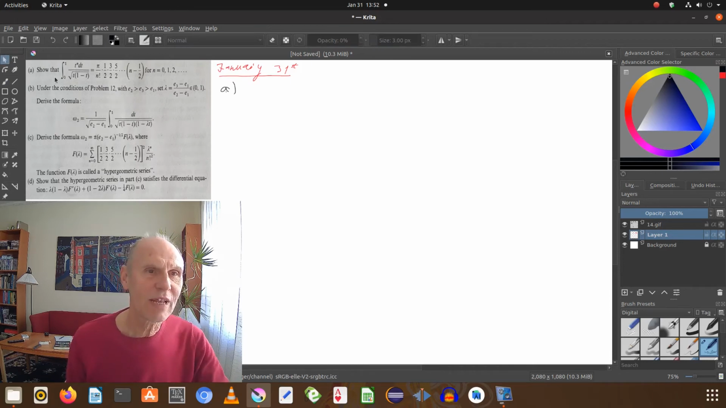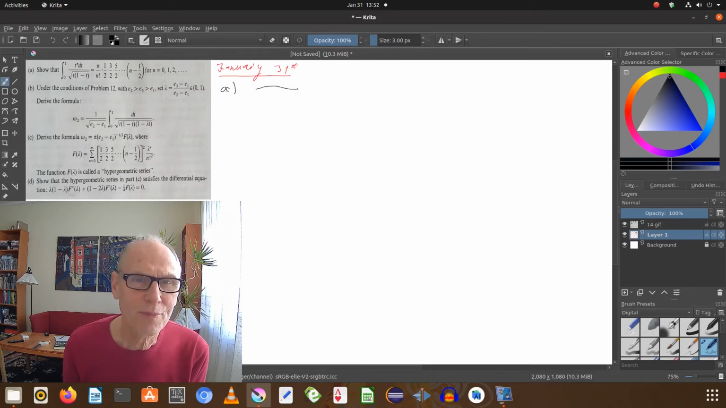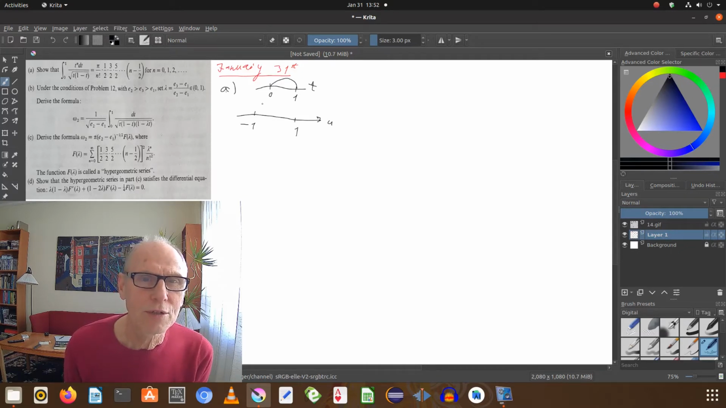So we have to evaluate an integral, and the only idea I have is to make a trigonometric substitution for t. So t goes from 0 to 1 like this, and that's t, and we would like u to go from -1 to 1.